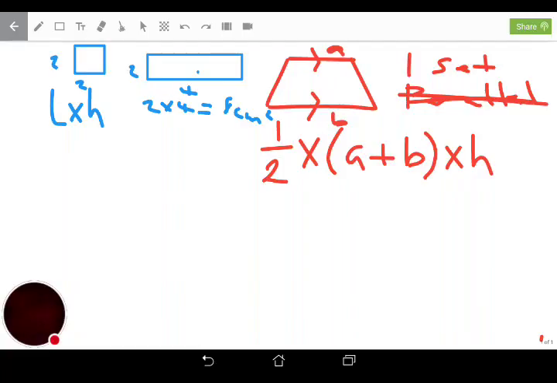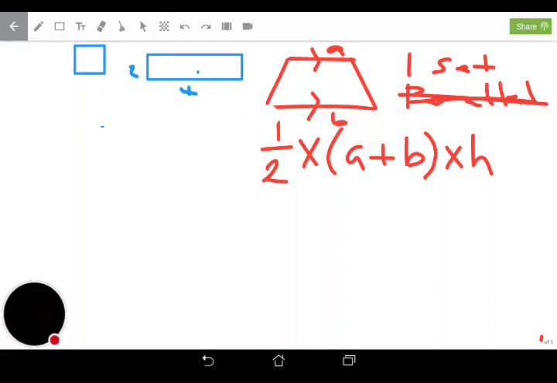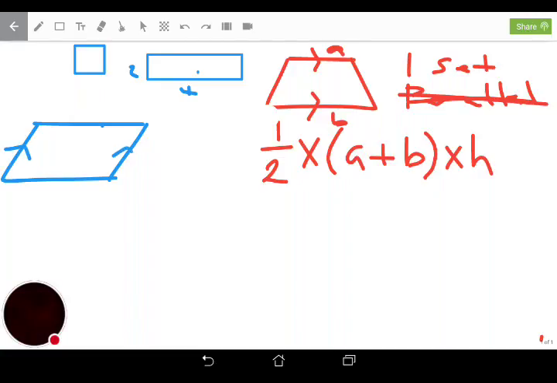But we've got some other quadrilaterals as well. Now the other quadrilaterals that we've got are known as the parallelogram. Now the parallelogram is very similar to the rectangle. And again, to work out the area of this, it's just the same. It's length times height, or base times height. And this is an example of how it works here.